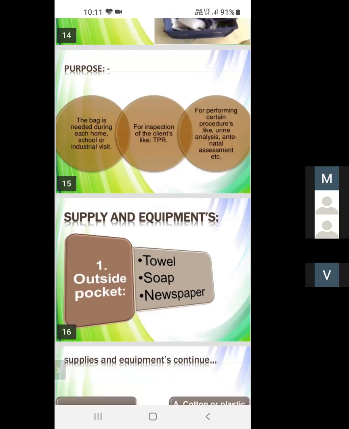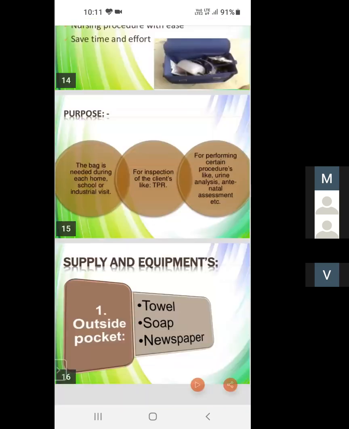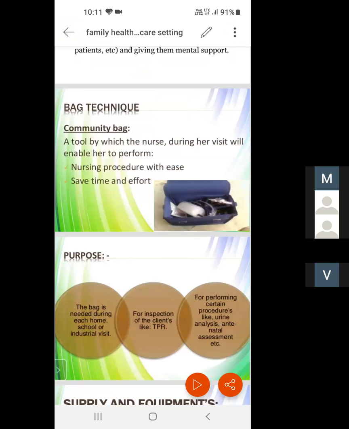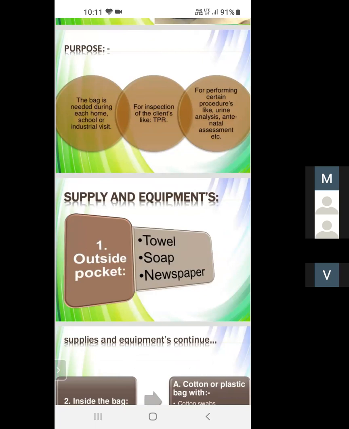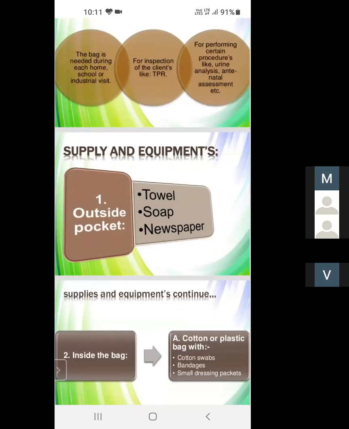Okay. Supply and equipment. One outside pocket. Here you are coming back in college now. That time I will show the bag. Okay, that time you can understand easily. Supply and equipment, outside pocket: towel, soap, and one newspaper. We put a newspaper and then only we keep the bag on the newspaper, because on those surfaces maybe any fungus or bacteria is there, which is not good. That's why we are using the newspaper. And soap for hand washing purpose, and towel.